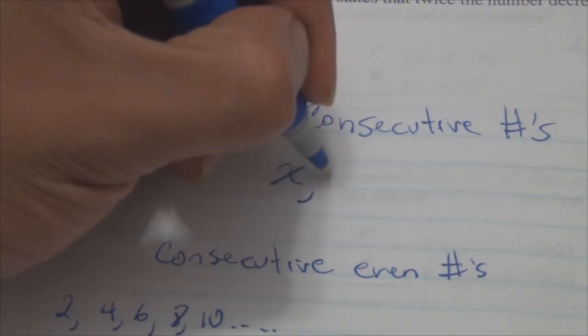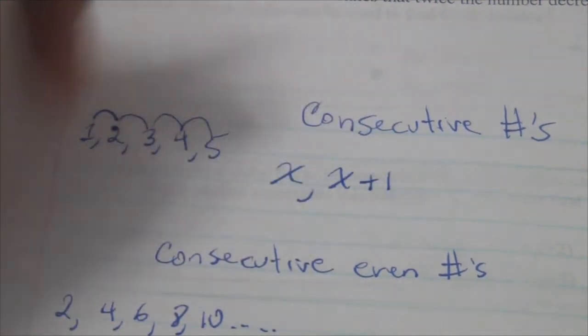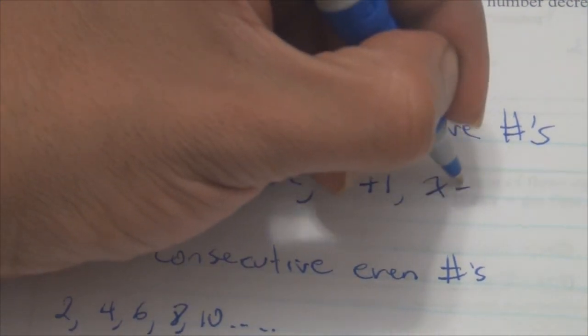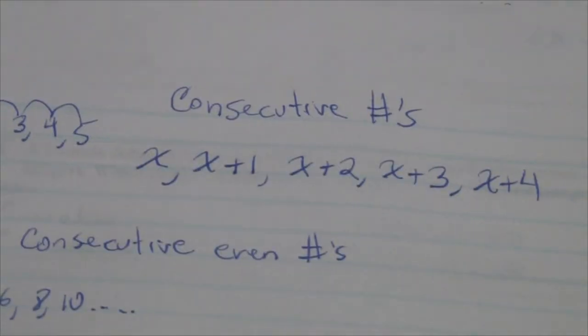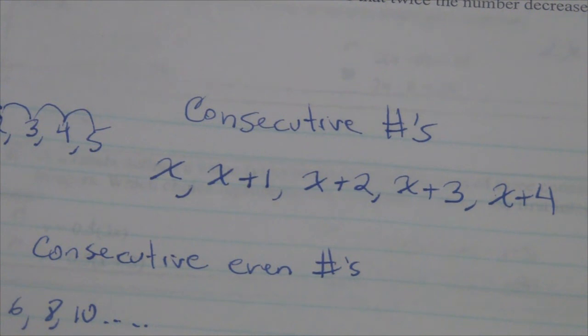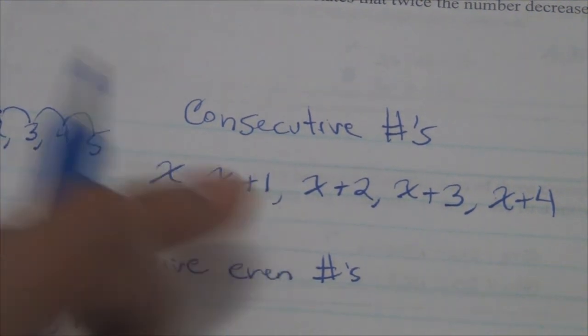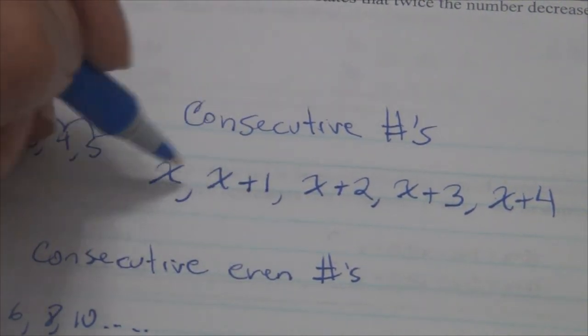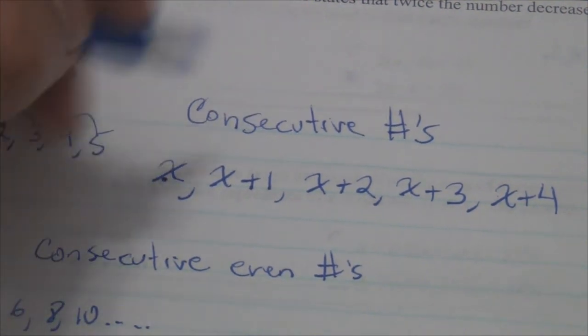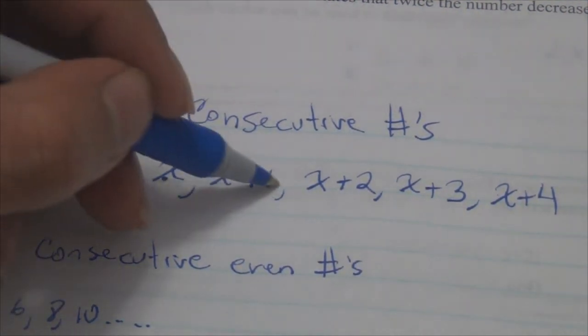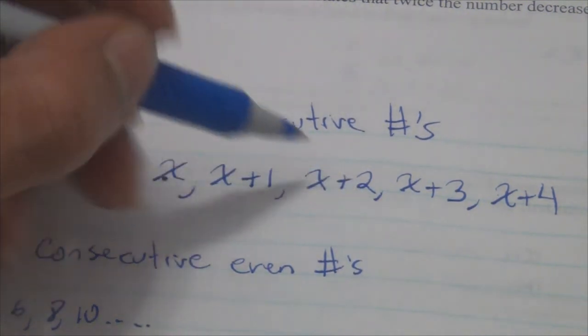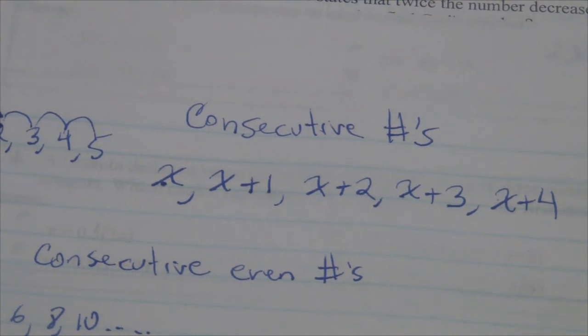Okay then. So let's say your first number is x. Then your second number is going to be x plus 1 because they go by ones. Then your next number is going to be x plus 2, x plus 3, x plus 4. That's how you do it. So those are consecutive numbers. They go by 1. Remember, give a value for x. Let's say x is 1. Then 1 plus 1 is 2, 1 plus 2 is 3, 1 plus 3 is 4, 1 plus 4 is 5. That's how it goes.